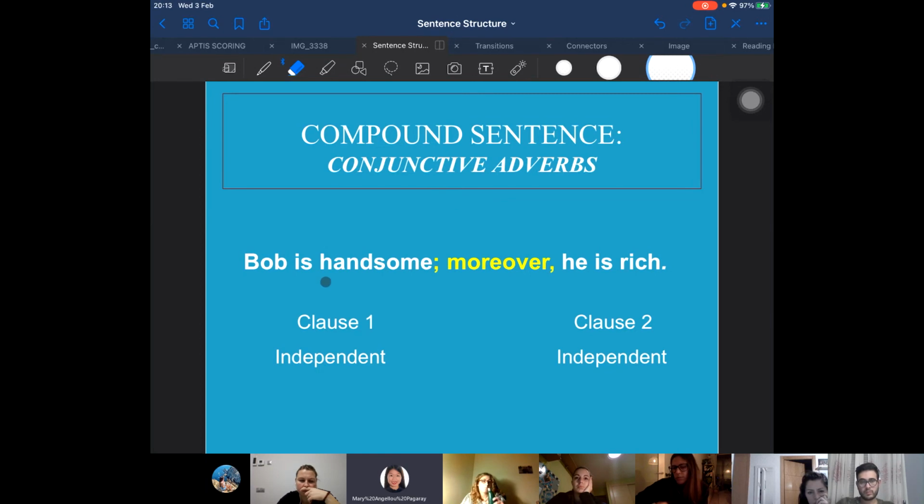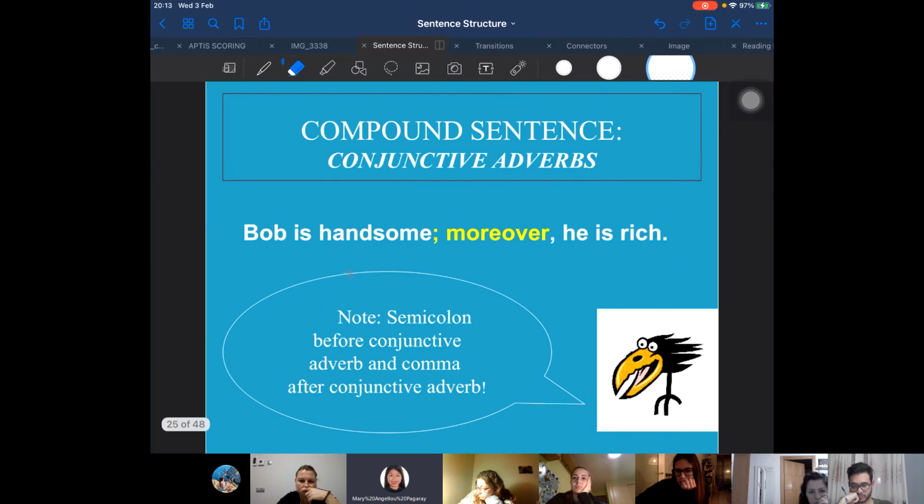So Bob is handsome, here is independent. He is rich is also independent. And we have two clauses that are independent of each other. So note, as I told you, semicolon before the conjunctive adverb and comma after the conjunctive adverb.